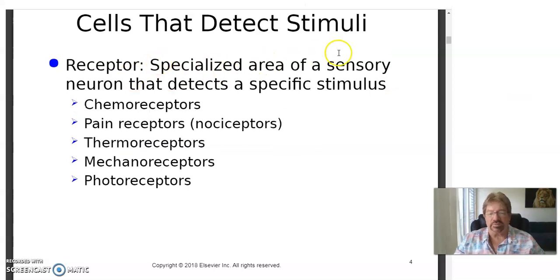The receptor is a specialized area of a sensory neuron that detects a specific stimulus, like chemoreceptors, which measure blood pH; pain receptors, nociceptors they're also called, that register pain; thermoreceptors, which monitor heat; mechanoreceptors, like in joints, that keep up with how much they're bent; and photoreceptors, like the rods and cones in our eye.